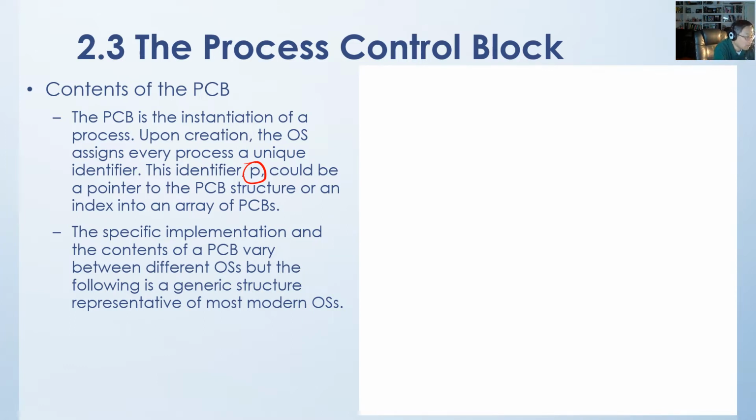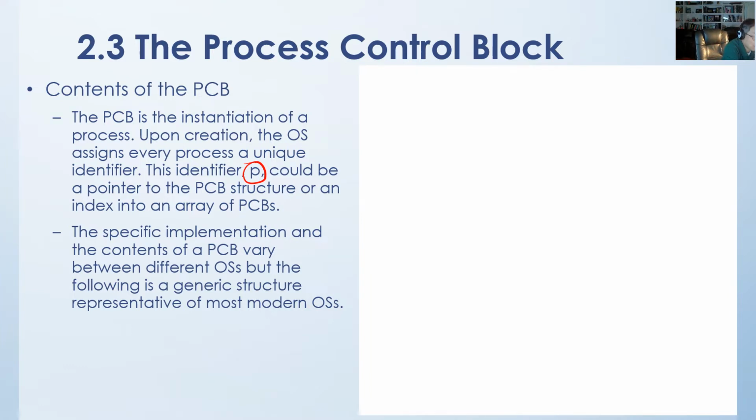Now, the specific implementation and the contents of a PCB vary between different operating systems. Which items should be included in this PCB structure and which should not depends on the operating system, but certain items are common for most operating systems. Now, let's take a look at an example. Let's draw a diagram to illustrate the concept.